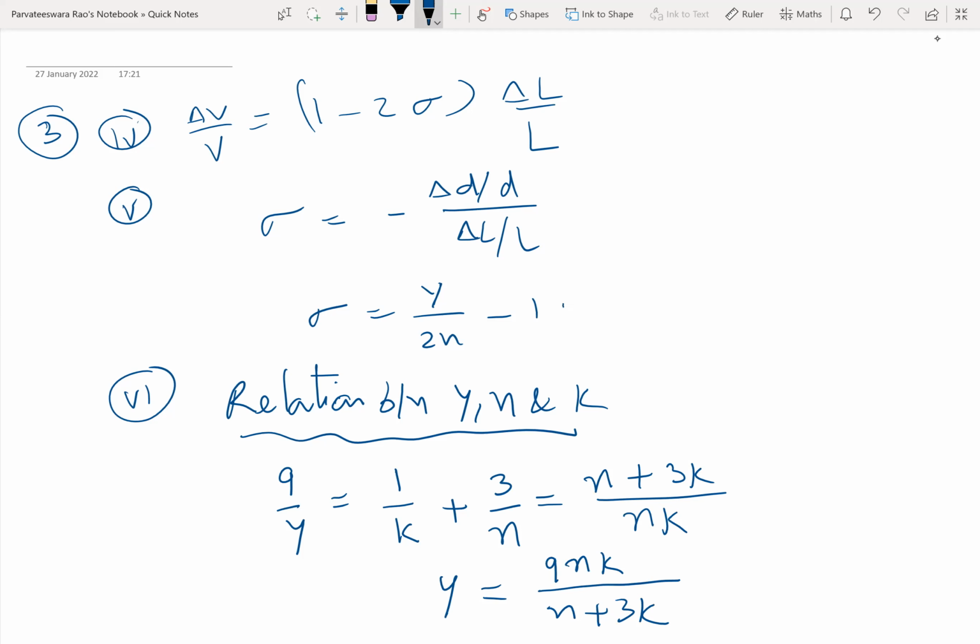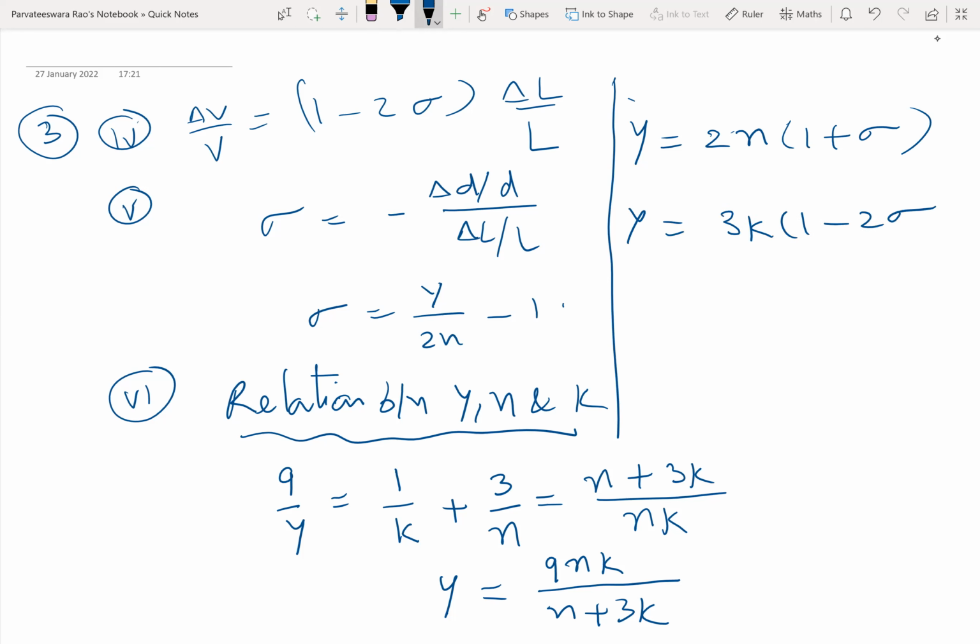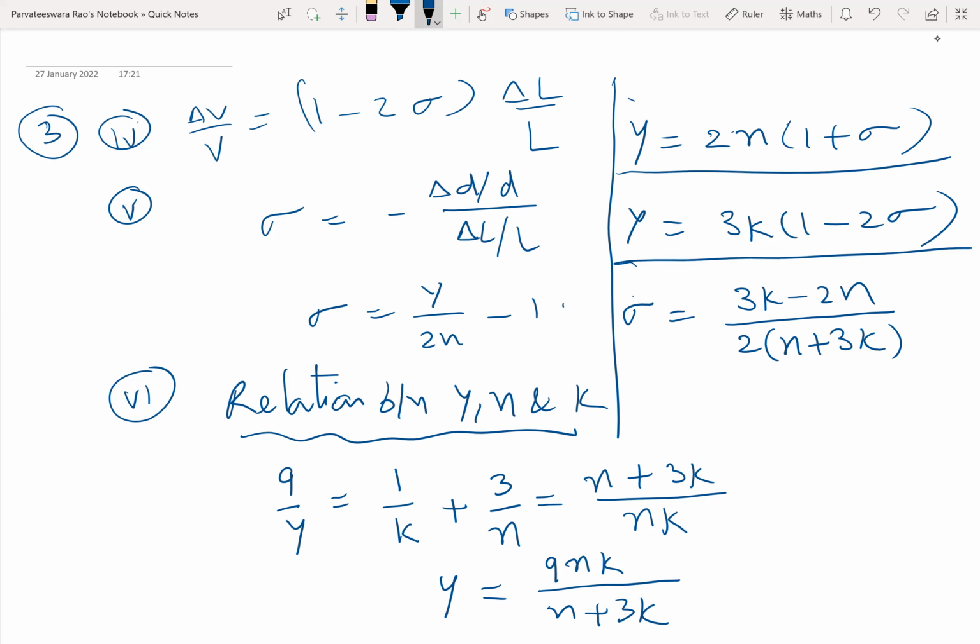And from the same relation, you can write Y is equal to 2N into 1 plus sigma. And Y is equal to 3K into 1 minus 2 sigma, and lastly sigma is equal to 3K minus 2N by 2 into N plus 3K. So these are all the relations, you must have the knowledge of them. Please note down.